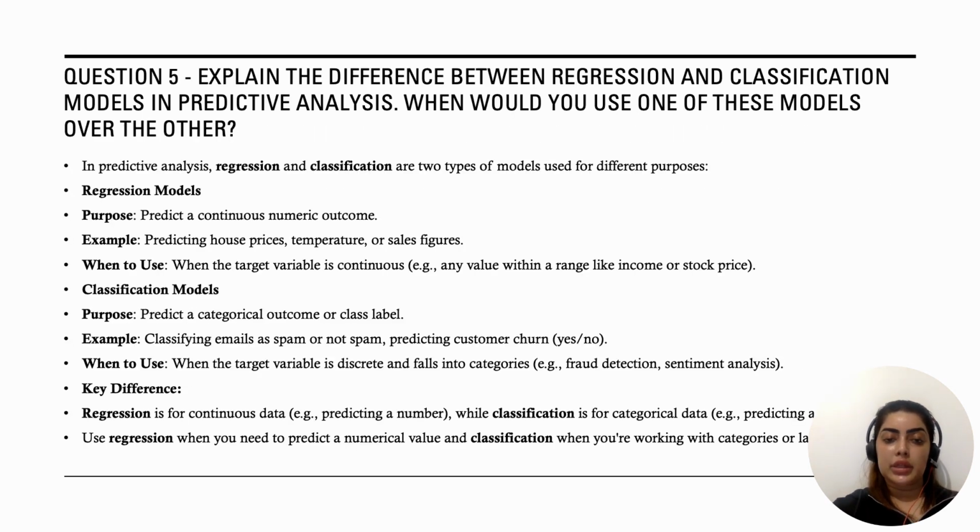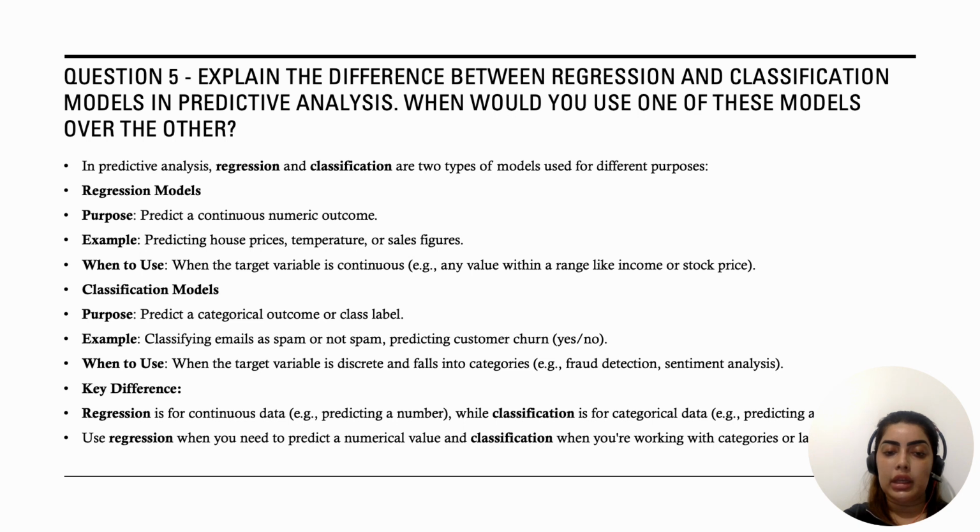Question 5 is to explain the difference between regression and classification models in predictive analysis. When would you use one of these models over the other? In predictive analysis, regression and classification are two types of models and are used for different purposes. Regression models' purpose is to predict a continuous numeric outcome. An example is predicting house prices or temperature. Use it when the target variable is continuous, any value within a range like income or even stock prices. While for classification models, the purpose is to predict a categorical outcome or class label.